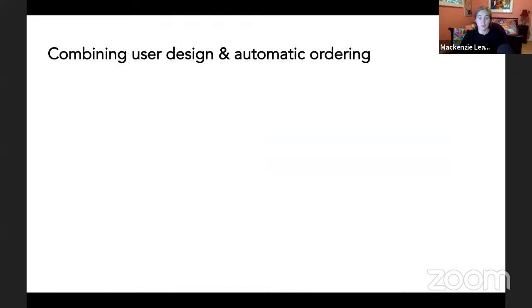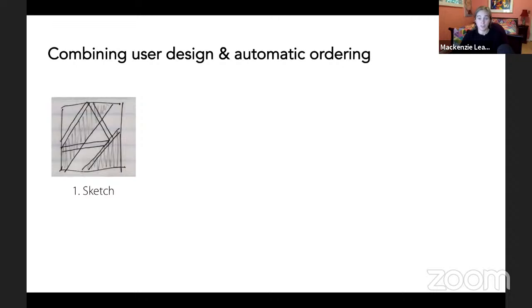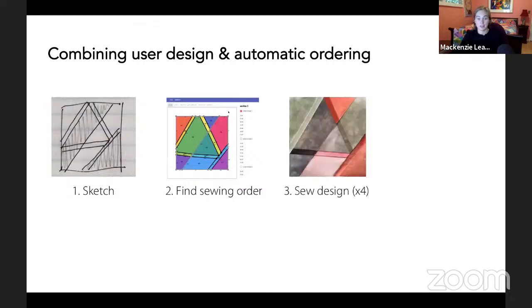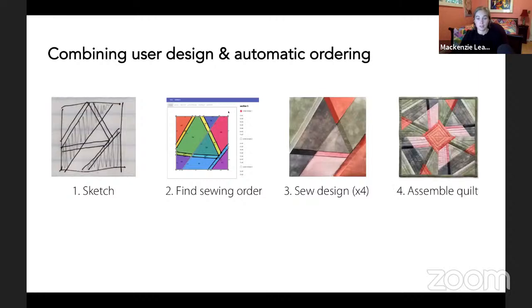To learn how a quilter would incorporate our tool into a typical quilt design process, we asked an experienced quilter to work with the tool over a few weeks. For one of her designs, she started with a sketch, which she was unsure at first how to turn into a paper piecing design. She then used our tool to generate a valid sewing order automatically, and then sewed this design. She then sewed 3 more blocks and assembled them into a full quilt.